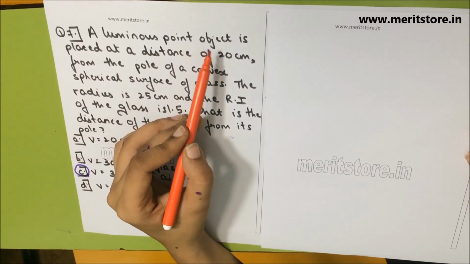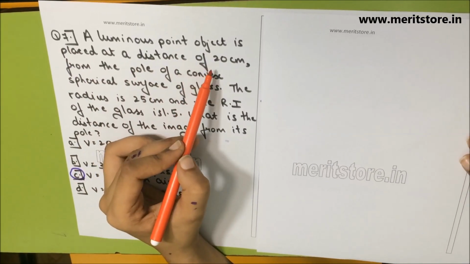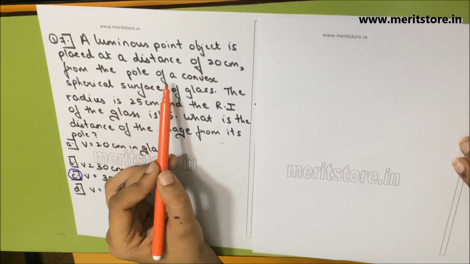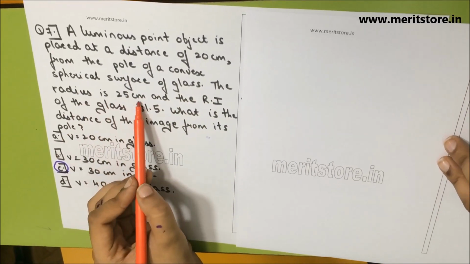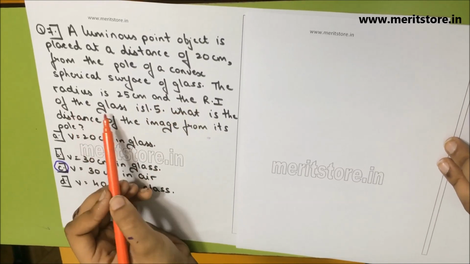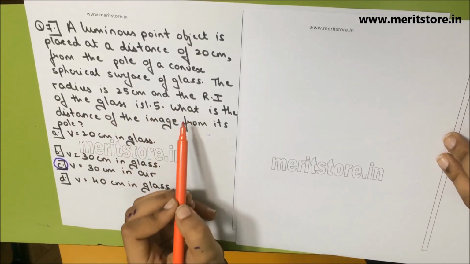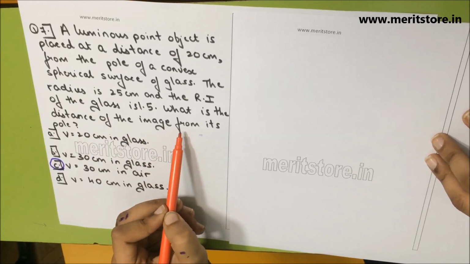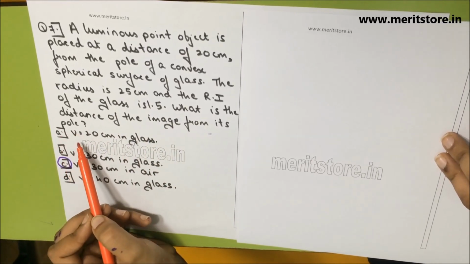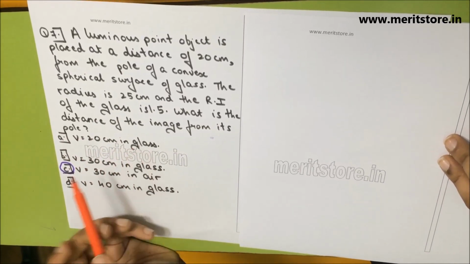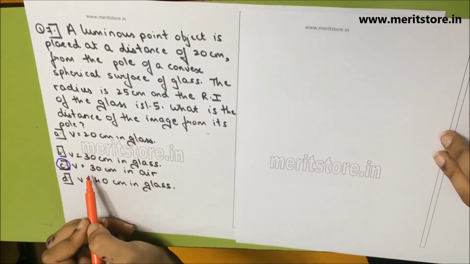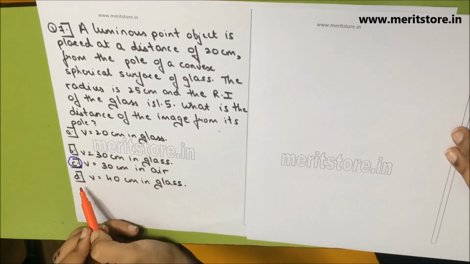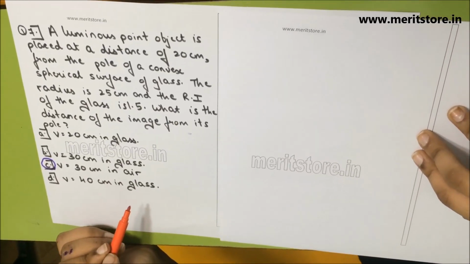Question 7. A luminous point object is placed at a distance of 20 centimeter from the pole of a convex spherical surface of glass. The radius is 25 centimeter and the RI of the glass is 1.5. What is the distance of the image from its pole? A. V 20 centimeter in glass. B. V 30 centimeter in glass. C. V 30 centimeter in air. D. V 40 centimeter in glass.